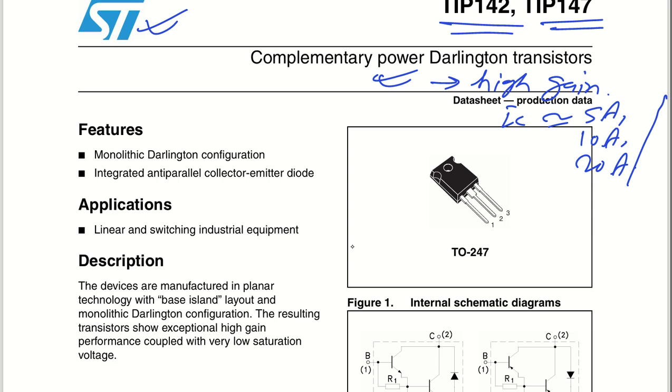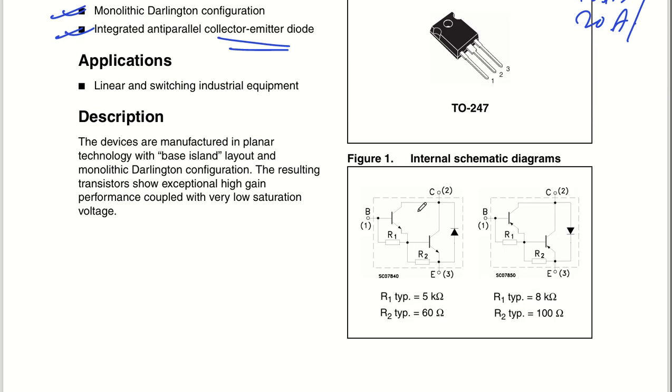The features we have to talk about for this particular transistor are that it is a monolithic Darlington configuration and it has an integrated anti-parallel collector emitter diode as well. Generally in normal transistors, which have a single transistor, there will not be any integrated resistors or any freewheeling diode. This is a kind of freewheeling diode, right? So this is an anti-parallel diode. These two will not be available in the normal transistors that we generally utilize for our switching applications.